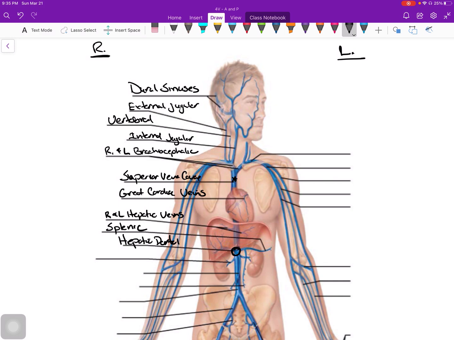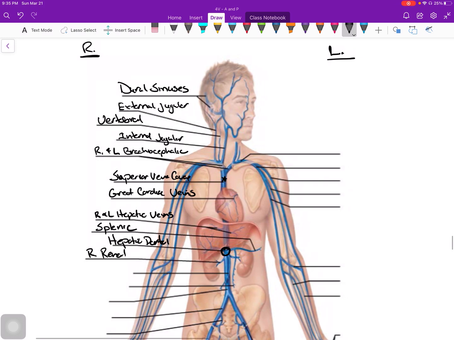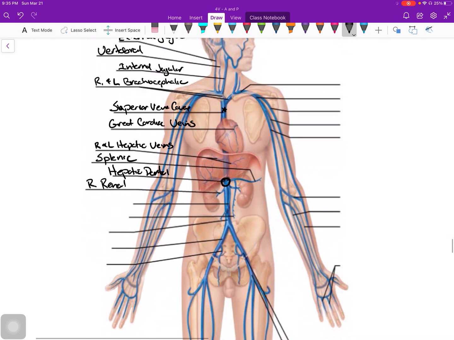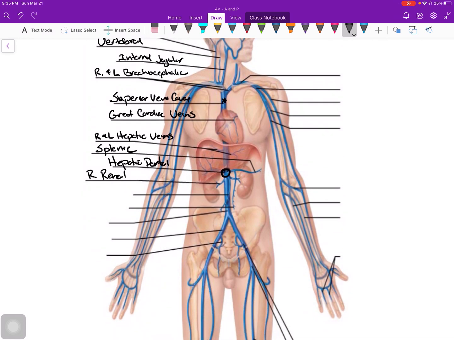Now, here, guys, this is the right renal. All right. And then I have the superior mesenteric. You can see that is going up into the hepatic portal. So this is the superior mesenteric. And then over here, I have the inferior mesenteric.